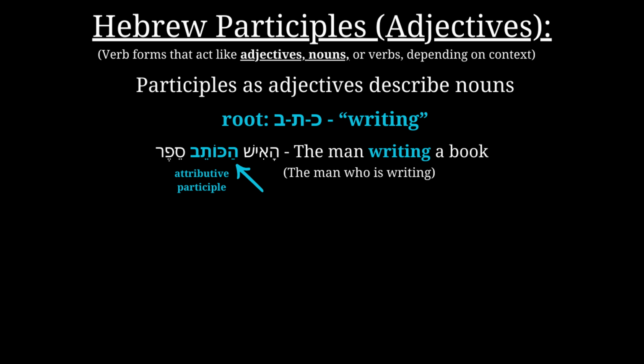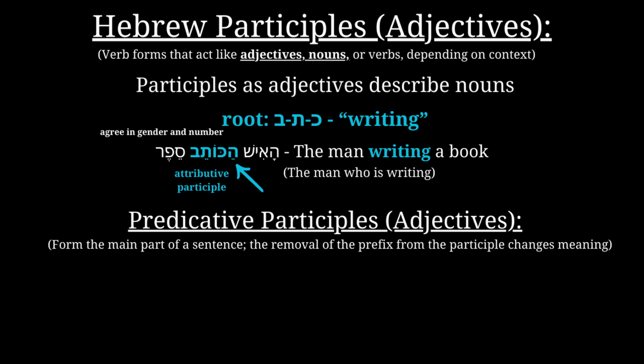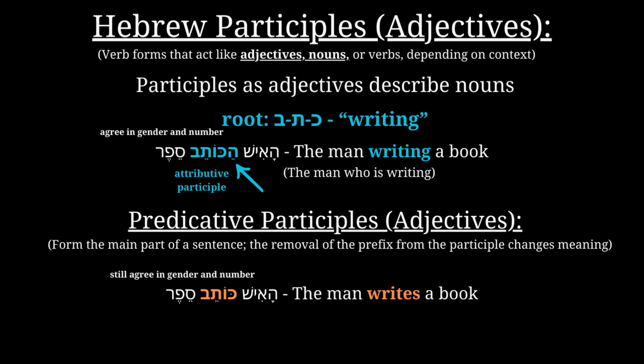Ha'ish, hakotev. The writing man, or the man who is writing, and these words agree in gender and number with the noun they describe. However, it's also possible to have predicative participles that form the main part of a sentence. In English, the meaning of the sentence would change by referring to the subject, but in Hebrew, the removal of the prefix from the participle itself is the only thing that changes. So, saying ha'ish kotev sefer means the man writes a book, and the words still agree in gender and number.